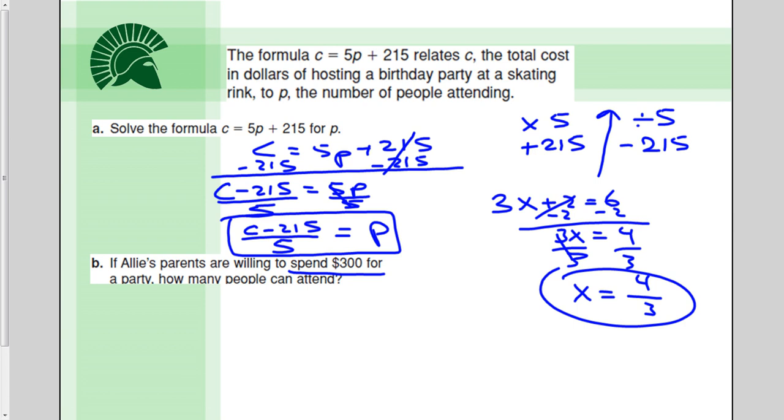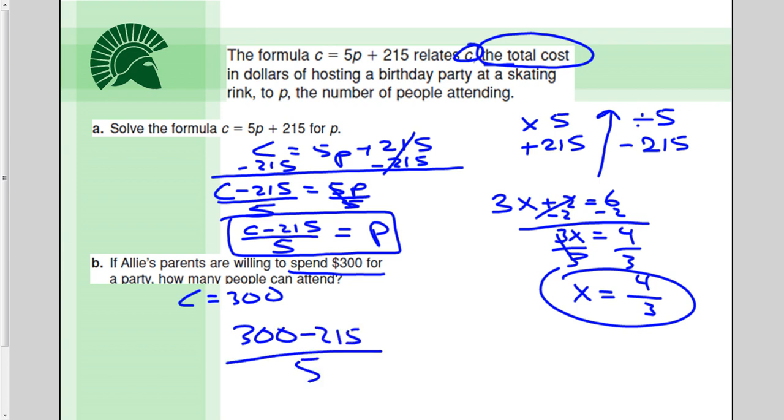Well, spending $300 tells us that that would be the total cost for the party, which we know is variable C. So what we're now going to do is evaluate this equation that we found earlier for 300. And evaluation just means take the number and plug it in for the variable. In this case, C is equal to 300. So we're going to have 300 minus 215 divided by 5, and that should give us our answer.